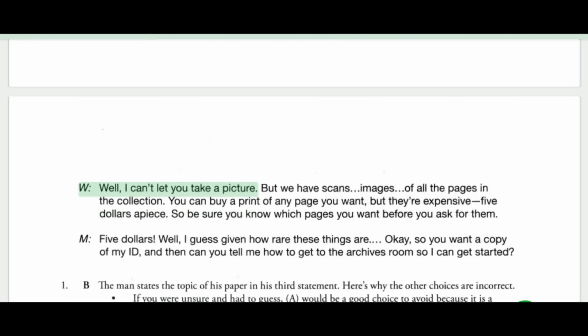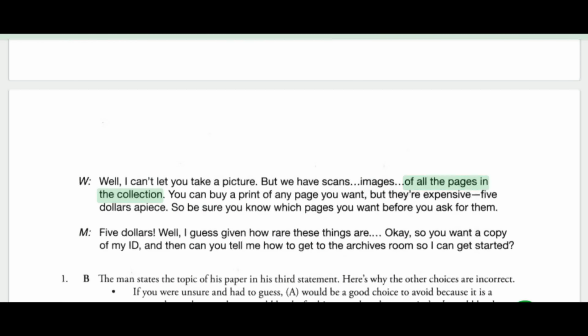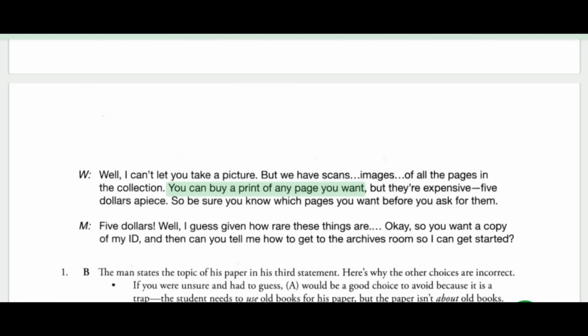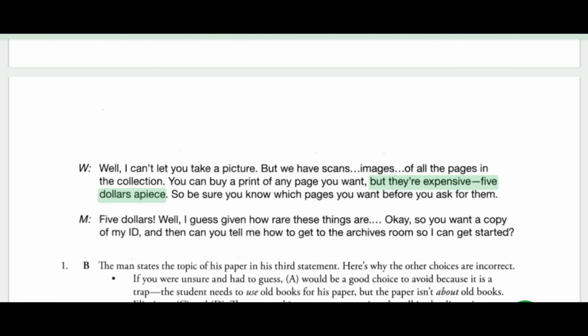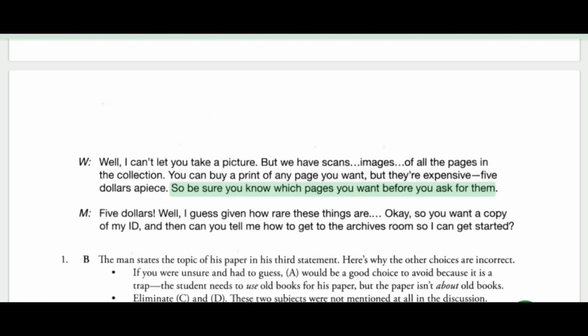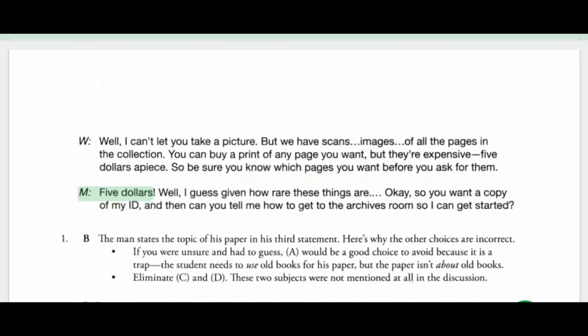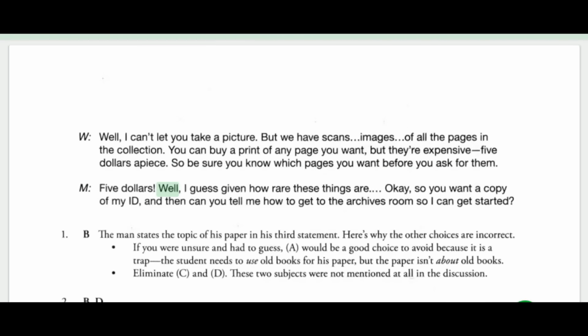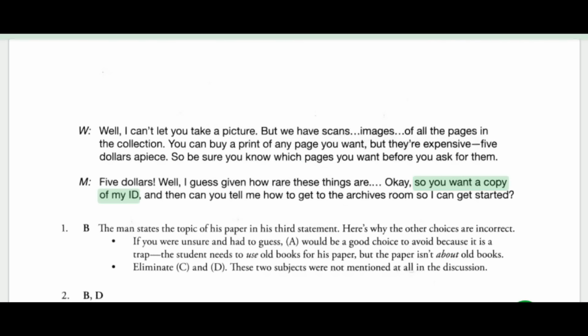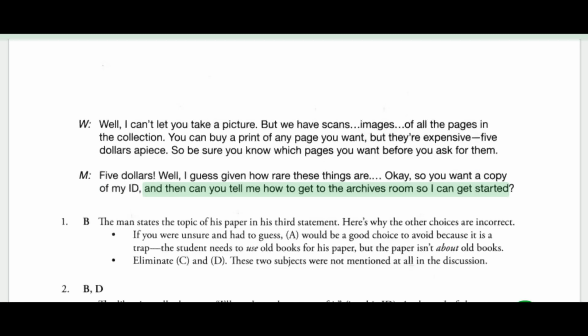Well, I can't let you take a picture. But we have scans, images, of all the pages in the collection. You can buy a print of any page you want, but they're expensive, $5 apiece. So be sure you know which pages you want before you ask for them. $5. Well, I guess, given how rare these things are. Okay, so you want a copy of my ID, and then can you tell me how to get to the archives room so I can get started?